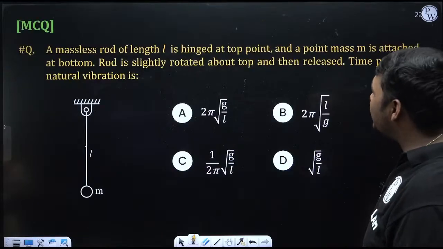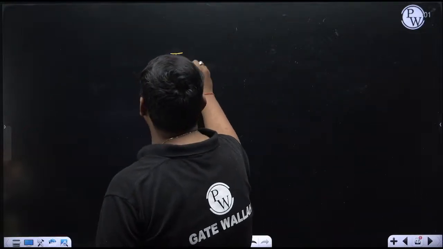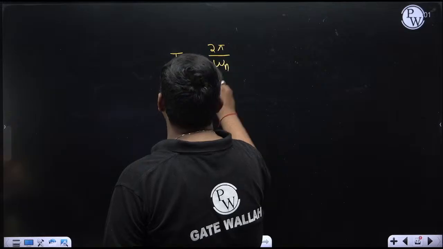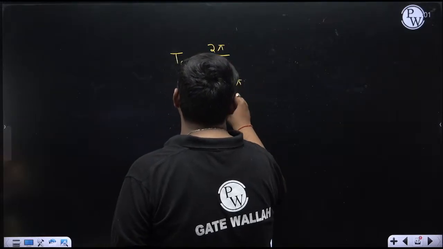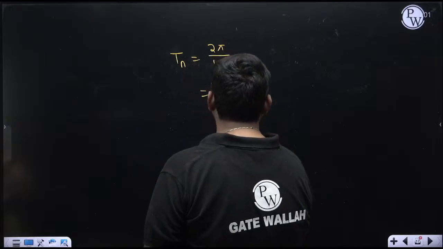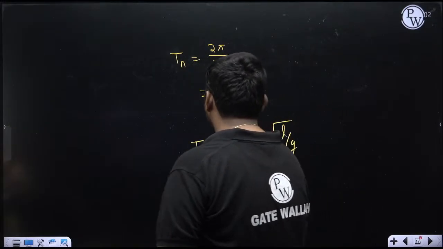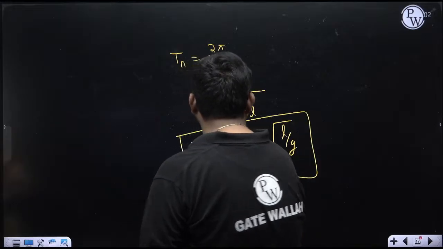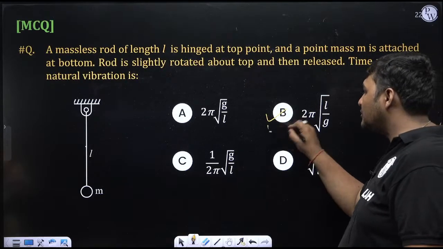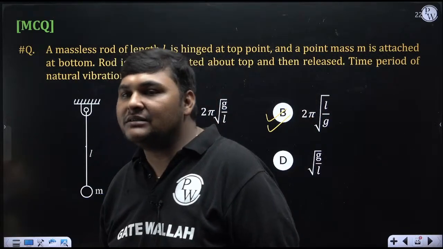Now, the examiner is asking the time period. So, when we have calculated omega n, the time period of natural vibration or free undamped vibration is always 2 pi by omega n. And omega n is root over G by L. So ultimately it will become 2 pi root over L by G. So this is the time period of this vibration, which is 2 pi root over L by G. Matching with which option? Option B. So for this question, the correct answer is B.